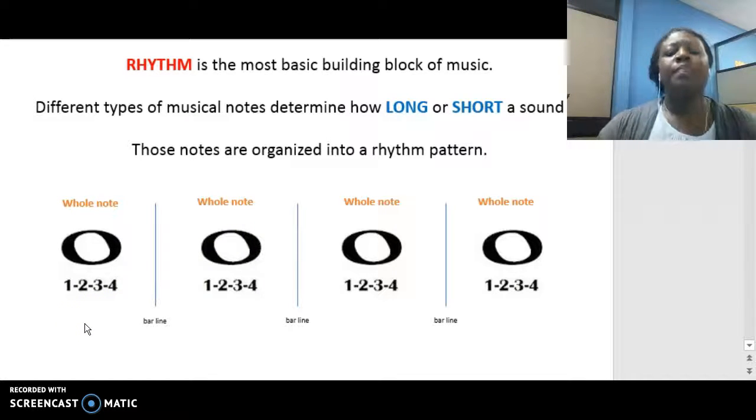So a whole note takes up the entire measure. Our measures right now, for the purposes of our class, get 4 beats. So if you have a whole note, which is worth 4 beats, that's the only thing that can fit in there. Nothing else can fit, okay? Because it takes up the whole entire measure. All right, so there's our whole notes.